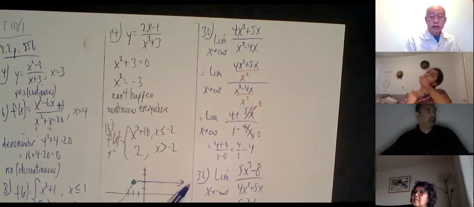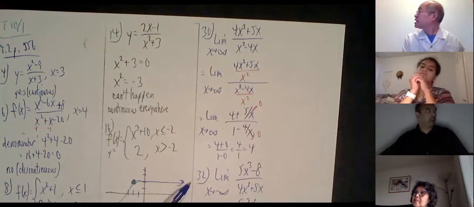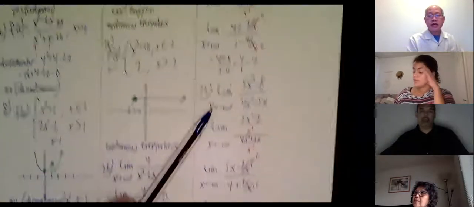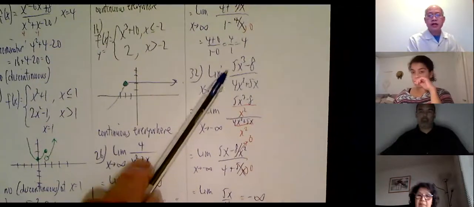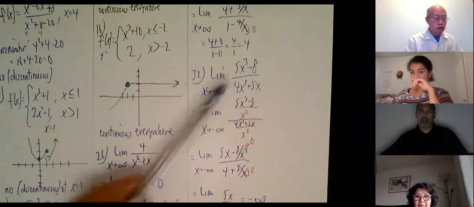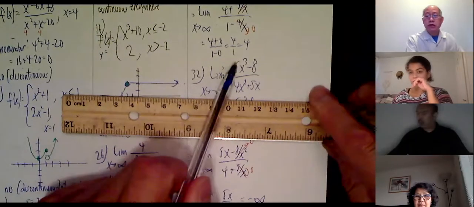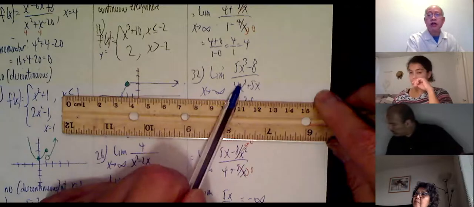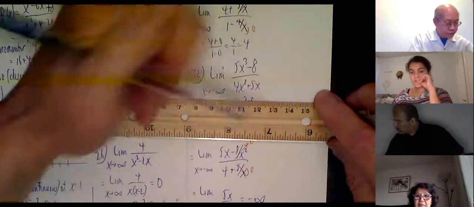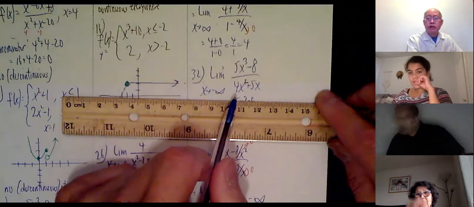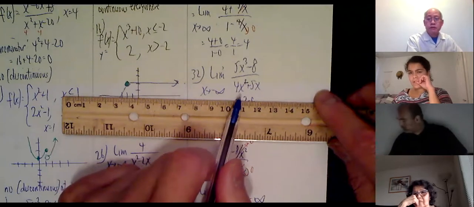All right, and then 32, and that's the last one, and then I'll give you the quiz. Okay, limit as x approaches negative infinity, 5x cubed minus 8 divided by 4x squared plus 5x. This time, the degree of the numerator and the degree of the denominator are different.